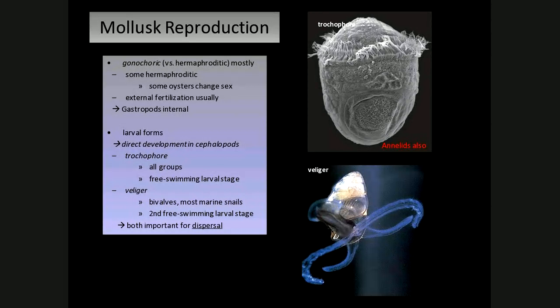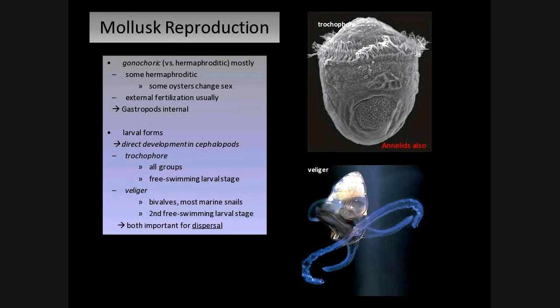Right? It's the dryness of the land. It's going to dictate that. In the larval forms, now cephalopods, squid and octopus have direct development. So a large octopus looks no different than a smaller octopus. It's just the size. That's it. Just size that's different. Among the other mollusks, we have the trochophore larvae, which is found in all groups.